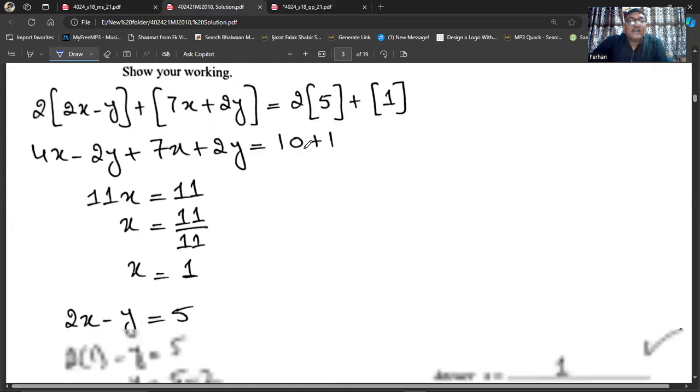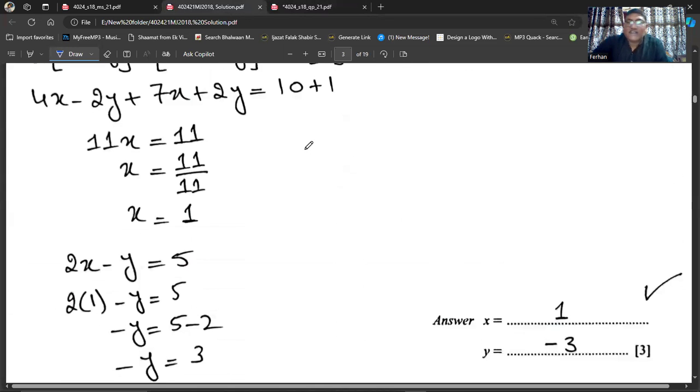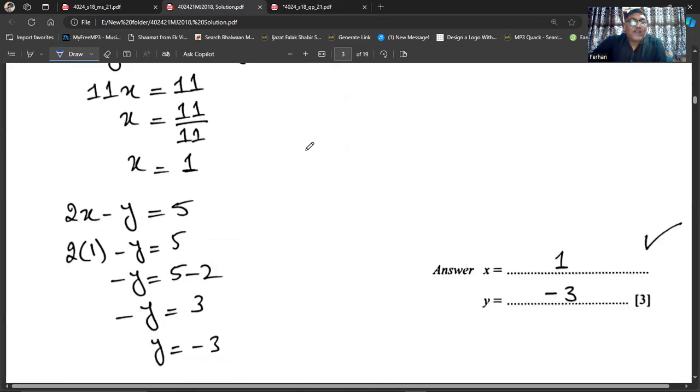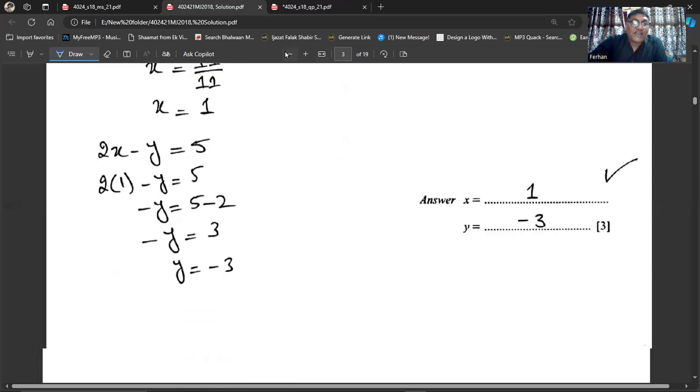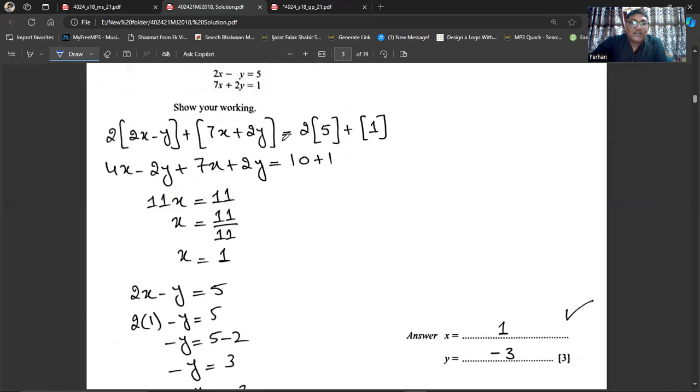Now I will take the first equation. You can take the second equation also. In the place of x, I will substitute 1. So you will have 2 into 1 minus y is equal to 5. So minus y is equal to 5 minus 2. So minus y is equal to 3. So y is equal to minus 3. So the value of x is 1 and the value of y is minus 3.